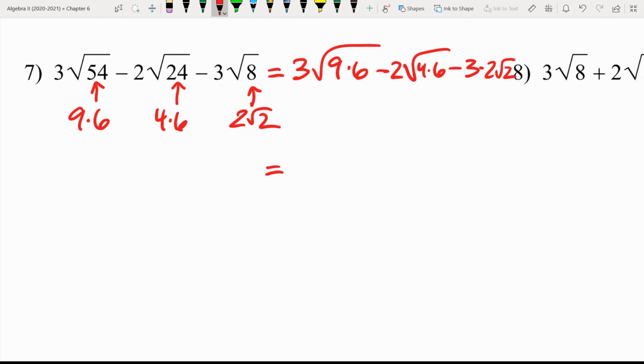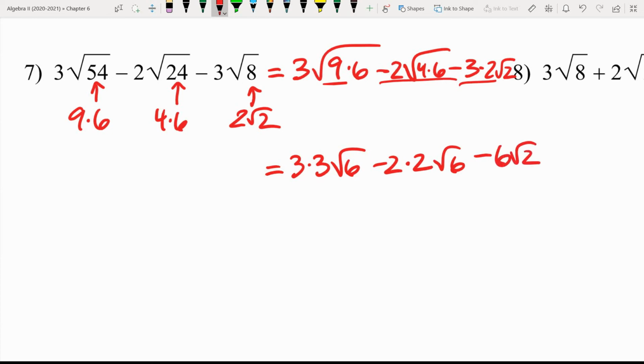So when I go to my next step here, I can take the square root of this 9, that's 3, times 3 now, with the square root of 9 on the outside, which is 3, but there's still square root of 6 left over. This one here, I can take the square root of 4, so that's a negative 2 times the square root of 4, which is 2, and then there's square root of 6 left over. And this one here, it's going to be negative 3 times 2, which is 6 square root of 2.